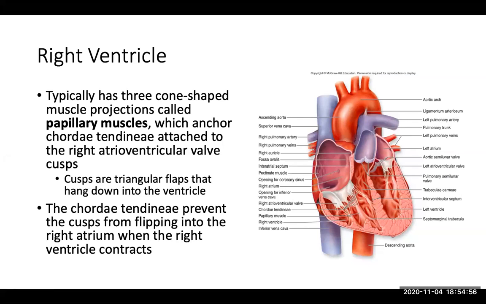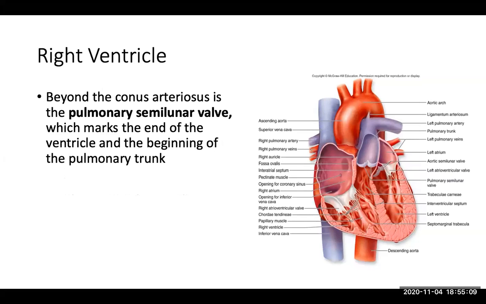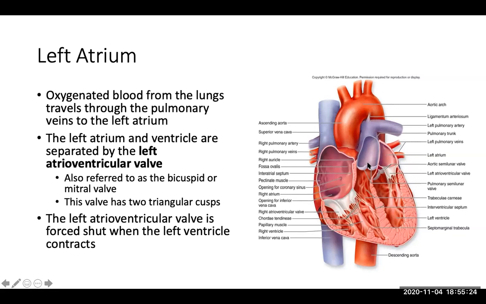The cusps are triangular flaps that hang down into the ventricle, and the chordae tendineae will prevent the cusps from flipping into the right atrium when the right ventricle contracts. Beyond the conus arteriosus of the right ventricle is the pulmonary semilunar valve, which marks the end of the ventricle and the beginning of the pulmonary trunk. So blood will flow through the pulmonary semilunar valve to travel through the pulmonary trunk and into the lungs.